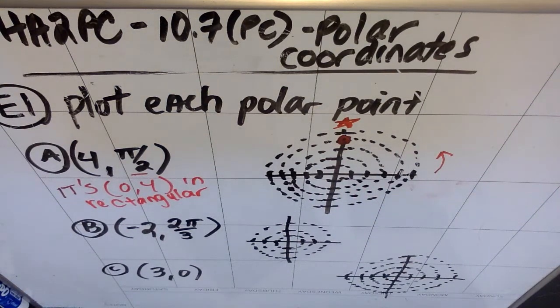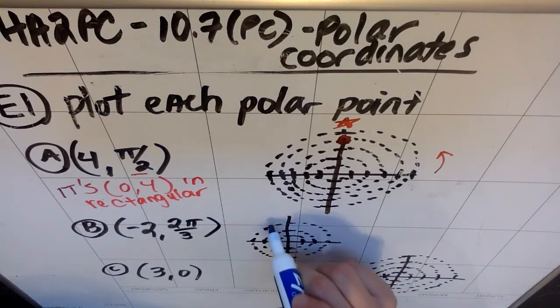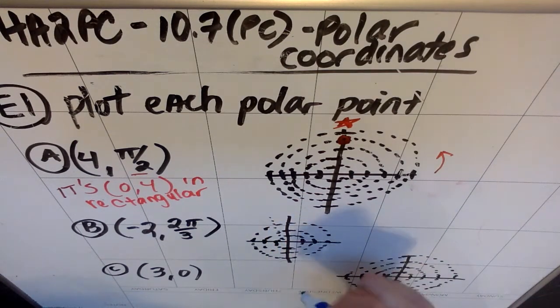If I do the next one, for B, I'm supposed to go to 2 pi over 3. Well, 2 pi over 3 is this angle right here. I didn't label it, but it's the 120, or the pi over 3 that occurs in quadrant 2. And I'm supposed to go from there negative 2. So that's going to mean go backwards, which really means I'm going towards 5 pi over 3, 2 units. So that's going to be right here.